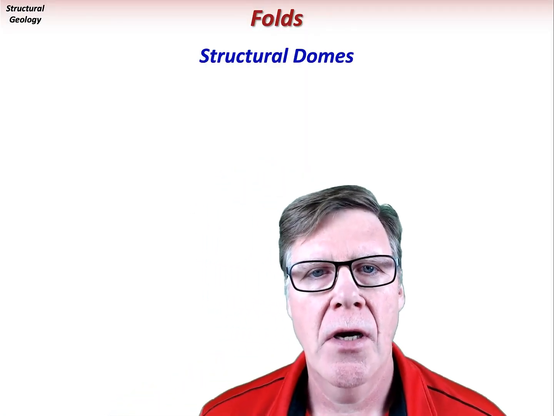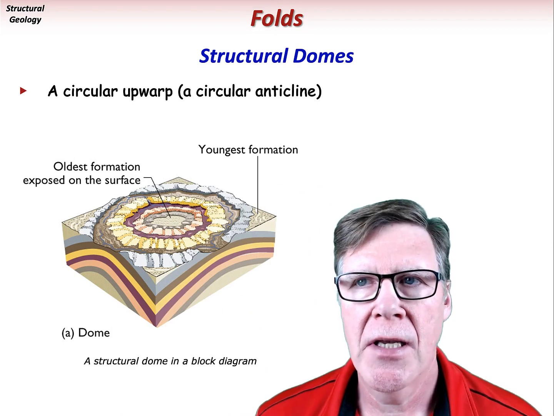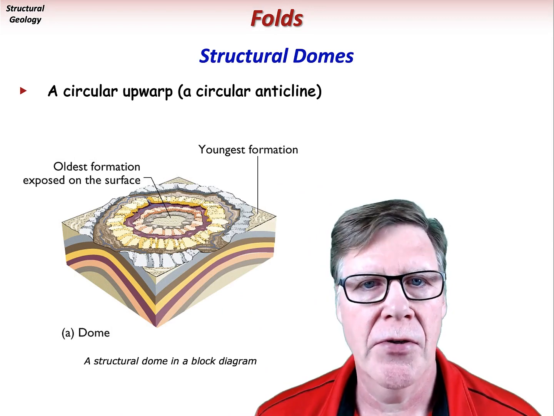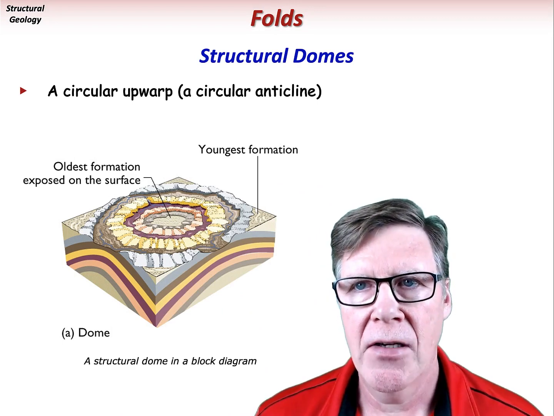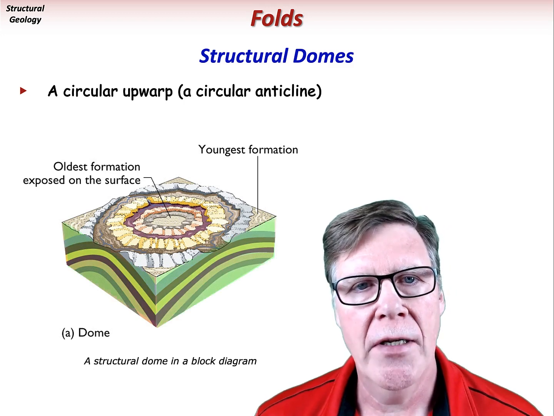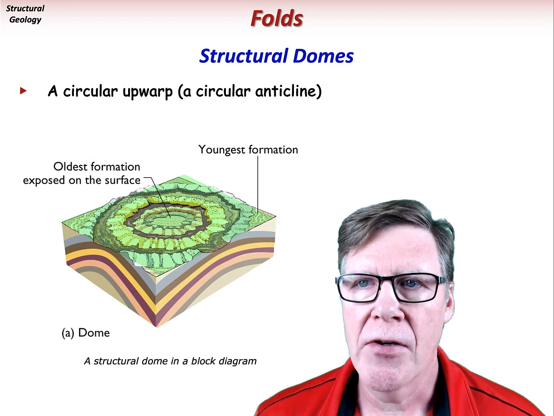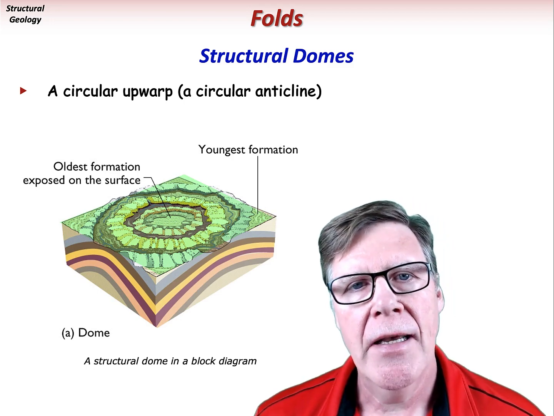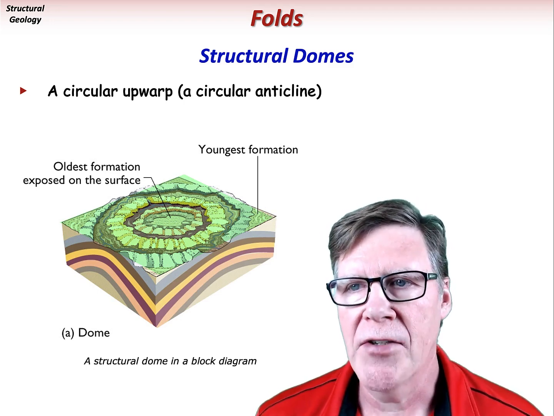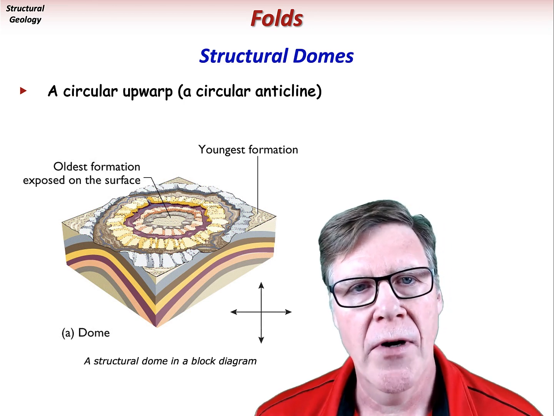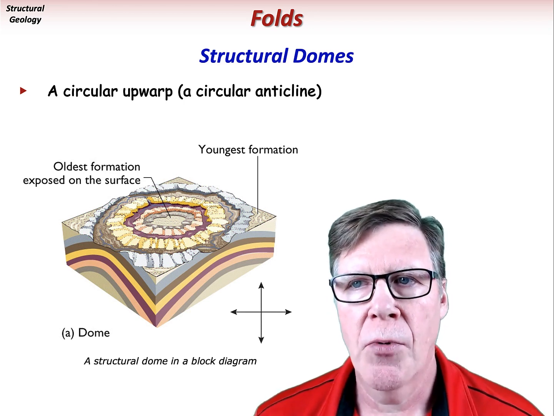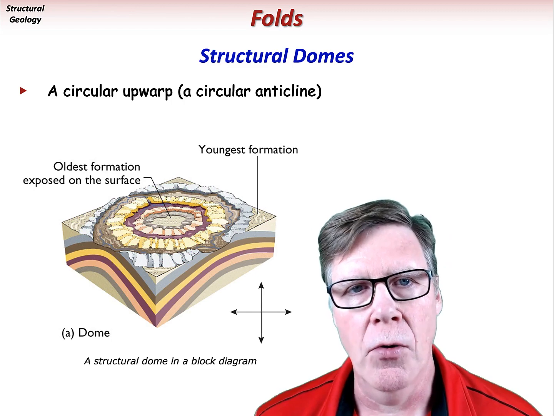Structural domes are large circular upwarps that are essentially equivalent to circular anticlines. Like anticlines, structural domes point upward in cross-section. In map view, the oldest layers are located in the center and dip away from the center in all directions. The map symbol for a structural dome has 4 arrows pointing outward away from the center of the fold.